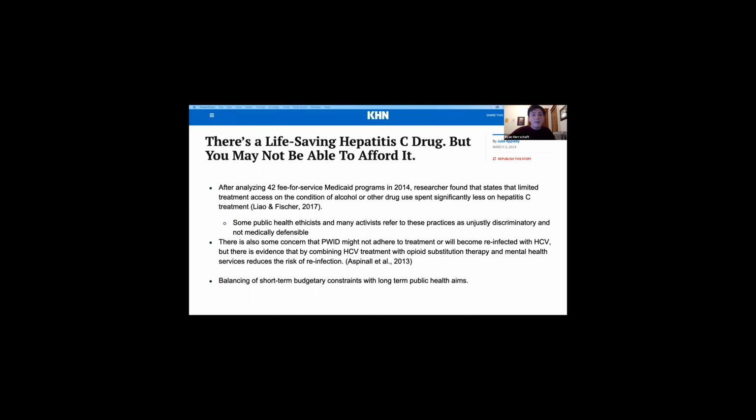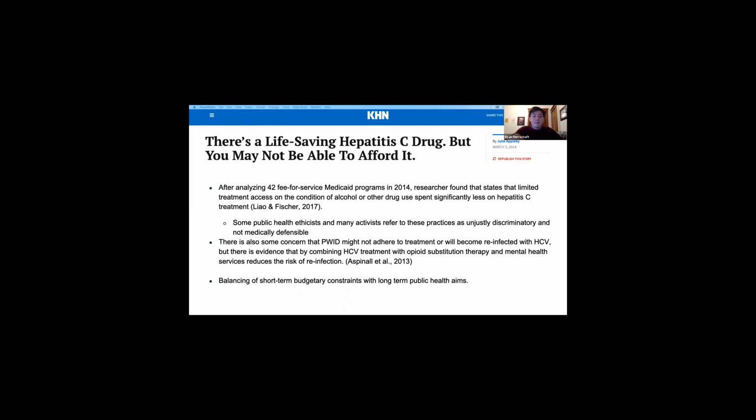And so this article is from Kaiser Health News, and they were talking about back when it first came out, that huge price of $94,000. Now they're releasing generics that are much cheaper. So it seems like those concerns are being mitigated, but they definitely had a lasting effect on policy and how we think about hepatitis C financing. So yeah, this is another headline from Kaiser Health News talking about a life-saving hepatitis C cure, but it doesn't matter if you can't afford it.